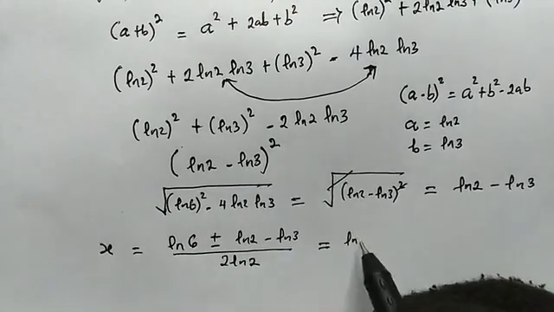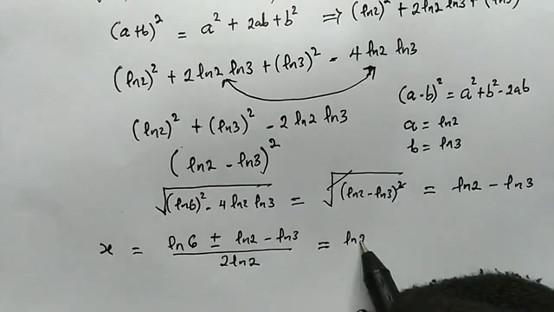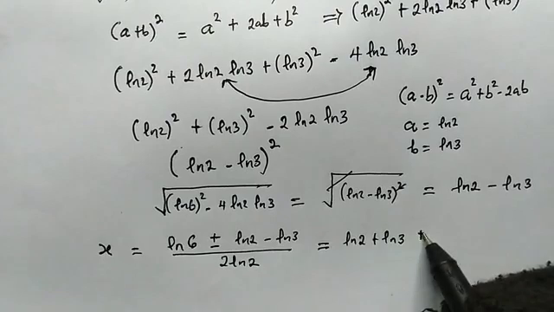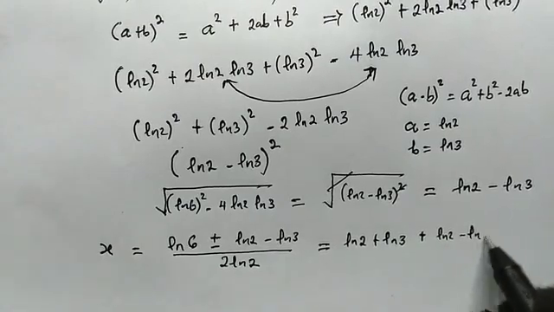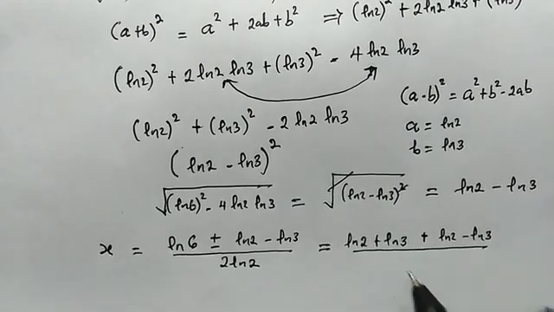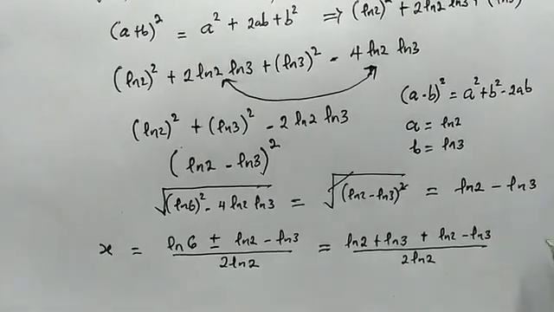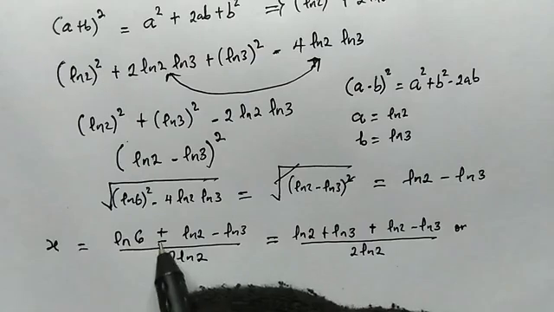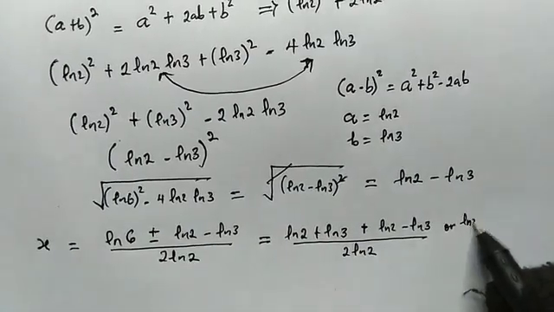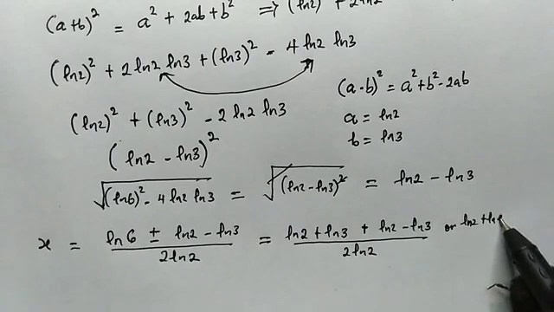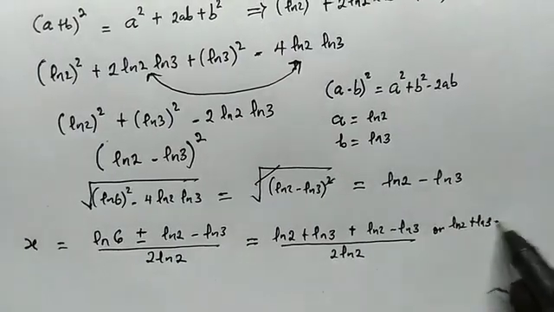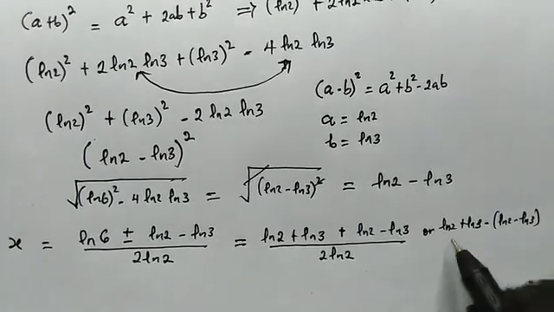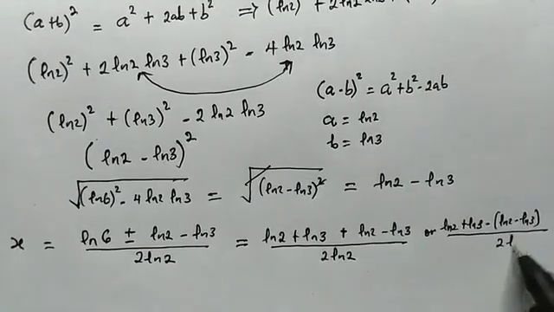So we have the natural log of 6, which is the same as the natural log of 2 plus the natural log of 3. We already know that, right? Then plus the natural log of 2 minus the natural log of 3, then divided by 2 times the natural log of 2. And not only that, we make use of the negative sign. So we have the natural log of 2 plus the natural log of 3, then minus, let's put in brackets, the natural log of 2 minus the natural log of 3, right? Then divided by 2 times the natural log of 2.